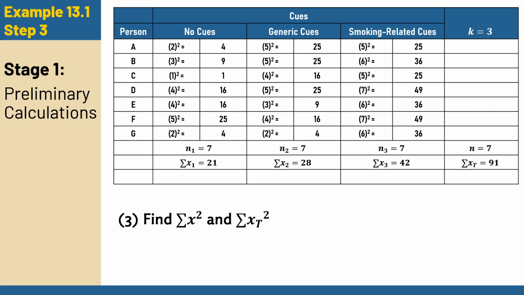And then now the sum of squares. In this case, we need to square each of the individual observations and then sum those in each column. Then we'll take the total of those, and there we have the sum of the squares, 451.